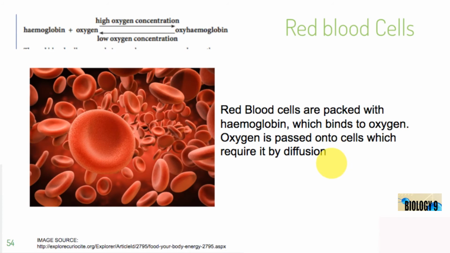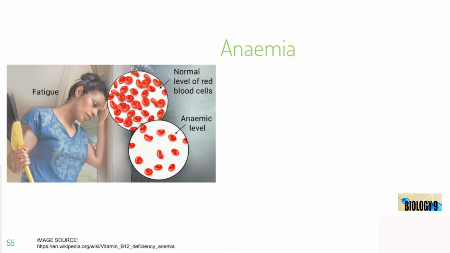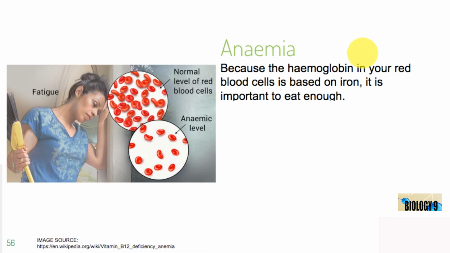Remember those mitochondria? They need the red blood cells to unload the oxygen so that they can undergo their aerobic respiration. If your body is not getting enough of the oxygen, you can feel not that good, and this could be due to an illness known as anemia. Because the hemoglobin in your red blood cells is based on iron, you need to eat enough of it.